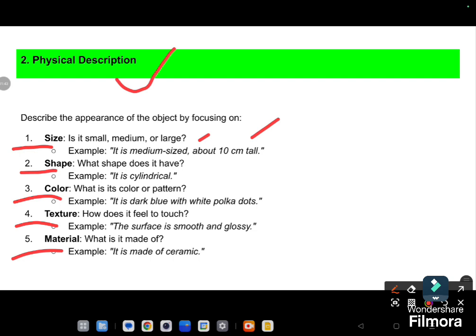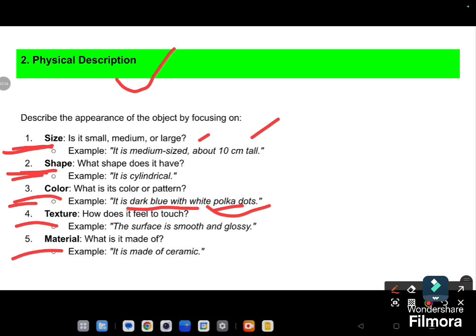And the second thing is, what shape does it have? First thing, talk about size. Second thing, talk about shape. For example, it is cylindrical, it is oval, right? Rectangle, square, etc. And then color. What is its color or pattern? It's a dark blue with white polka dots. Then structure, how does it feel to touch?